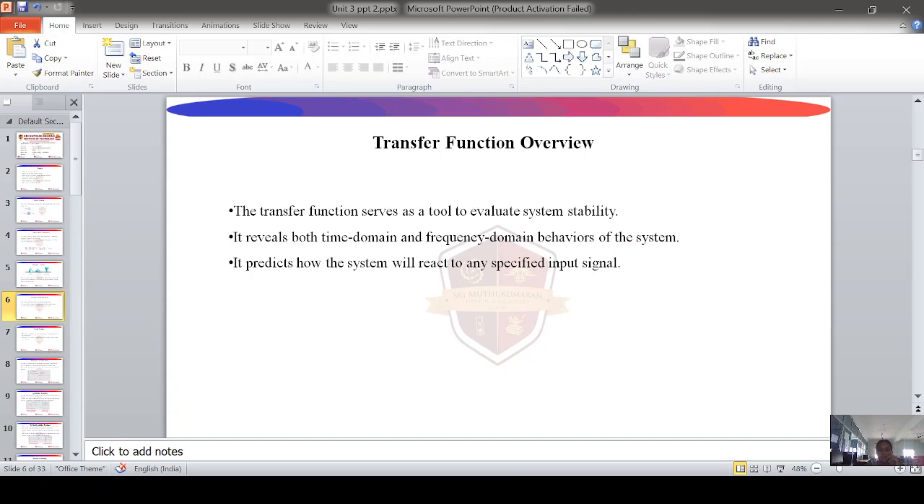The transfer function overview. The transfer function serves as a tool to evaluate system stability, and it reveals both time domain and frequency domain behaviors of the system, and it predicts how the system will react to any specified input signals.